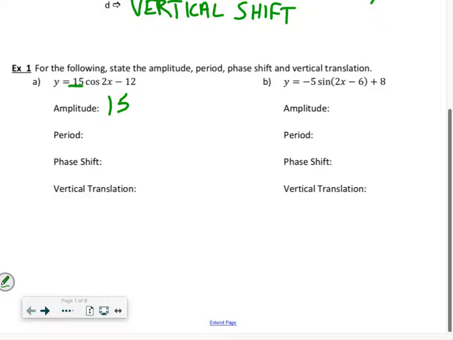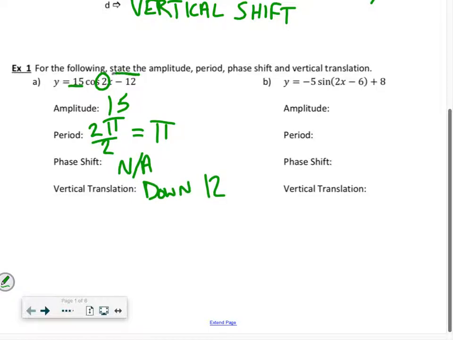Period is going to be 2 pi divided by our K value, so divided by 2. So our period is just pi. There's no phase shift because there's no value in the middle there. And it's down 12 because that last value is down 12.